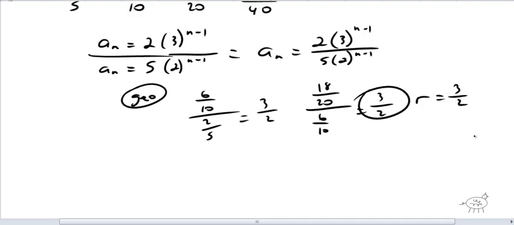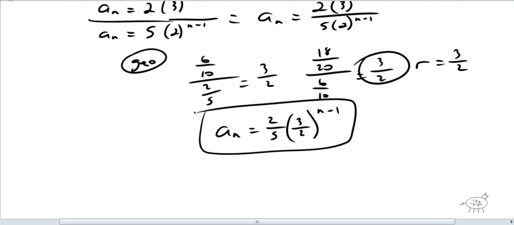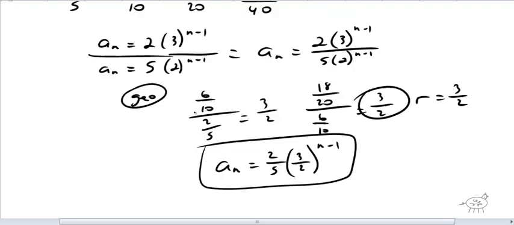So my actual answer for this problem is a sub n equals a sub 1, which was, go back to the top here, 2/5, times r to the n minus 1. That is actually my solution. So you look like you had geometric over geometric, but if it's geometric over geometric, that means you can write it as one geometric general term. Okay, so just be careful about that. So this is going to be your solution.